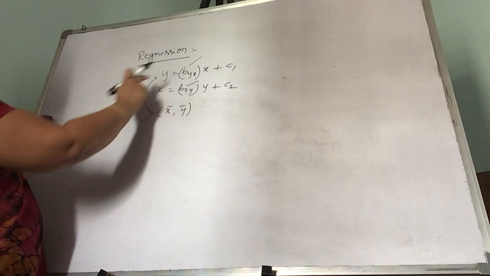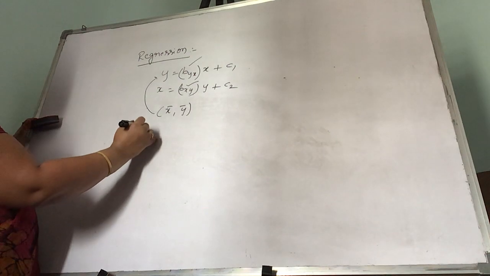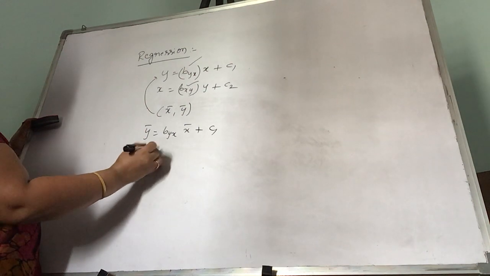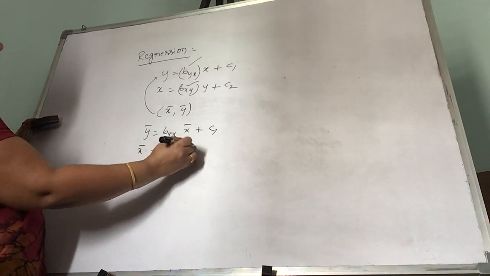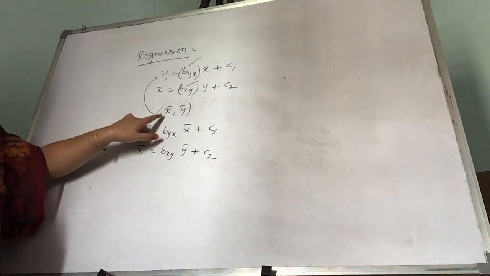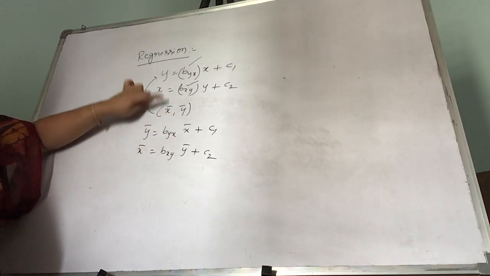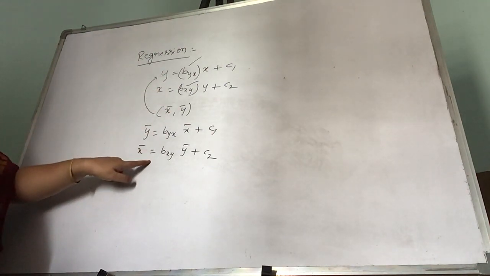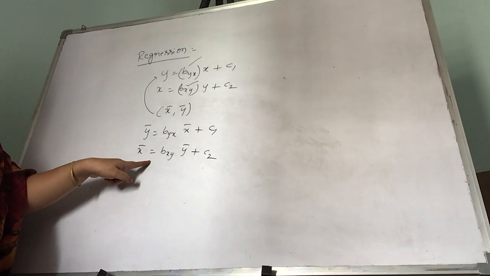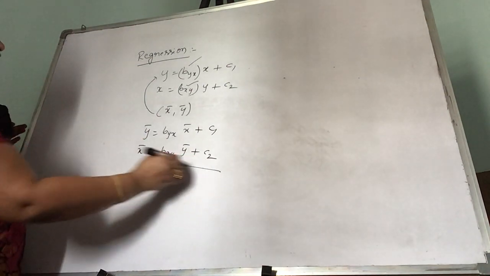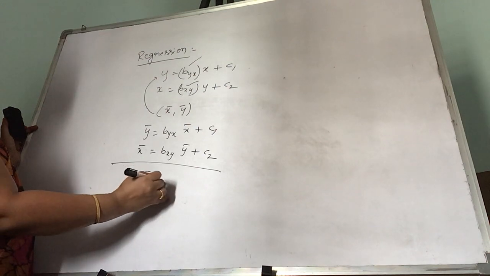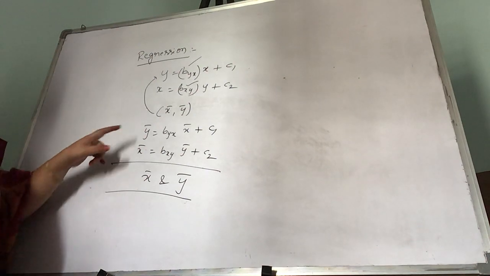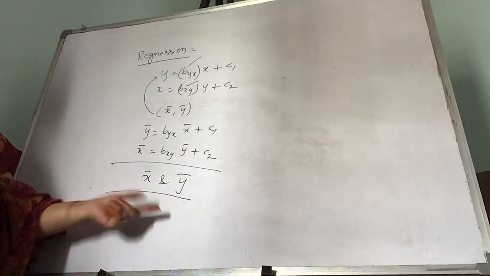Now substitute this point in these two regression lines. So y bar is equal to byx into x bar plus c1, and x bar is equal to bxy into y bar plus c2. Since this point satisfies these two regression lines, we substitute x bar, y bar in them. We get two equations in terms of x bar and y bar. Now we solve these two equations for finding x bar and y bar. x bar and y bar are the mean values of x and y. By solving these two equations, we get the mean of x and the mean of y.